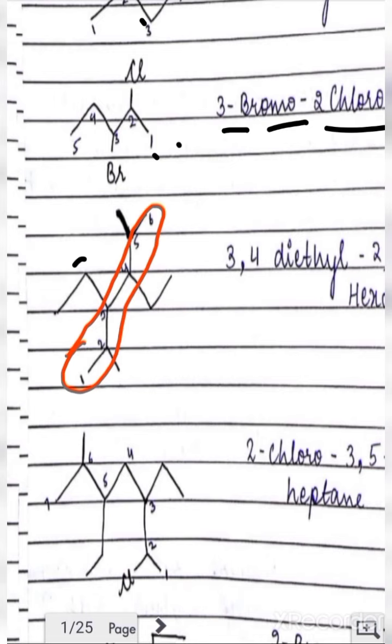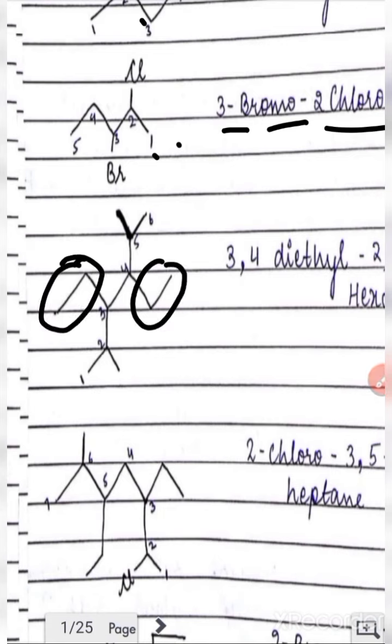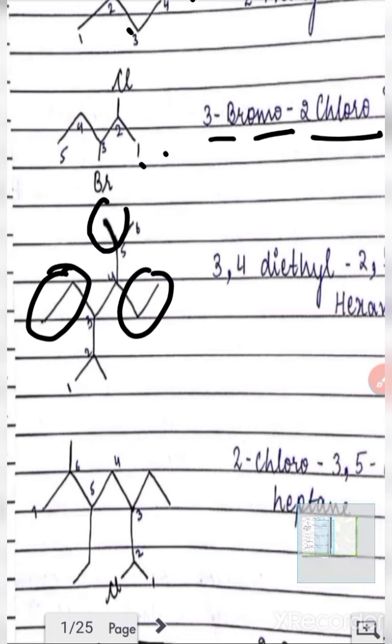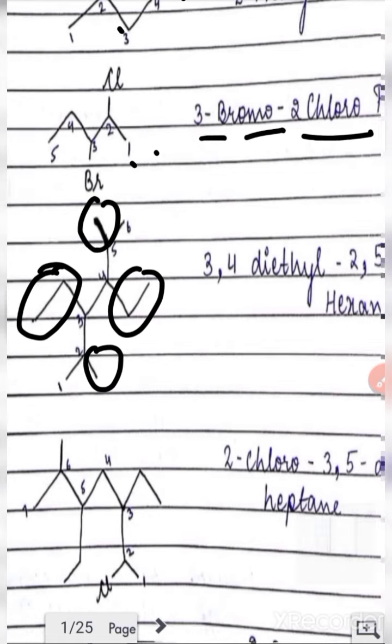So its name would be 3,4. If we number it from the left hand side or the right hand side, both give the same positions of the substituents, so it doesn't make a difference. So 3,4-diethyl, this is the ethyl group. These are the ethyl groups. So 3,4-diethyl, 2,5-dimethyl, hexane.